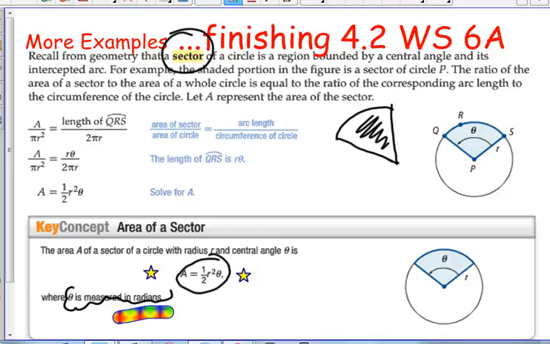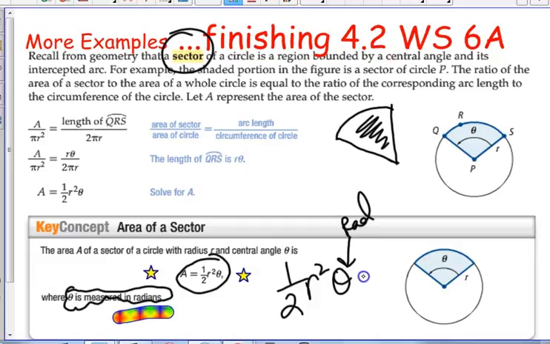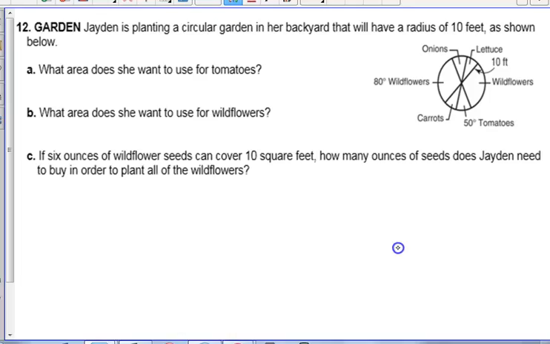What else does it say, though, on there? I don't know that it's bolded, but it does say theta must be in radians. So this formula only works if theta is in radians, okay? And what we get out of this, then, is the area of this sector. So it will be in square units of some kind. Everybody good? All right, so we get a quick question on that.